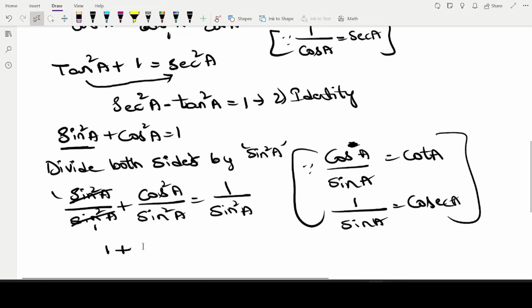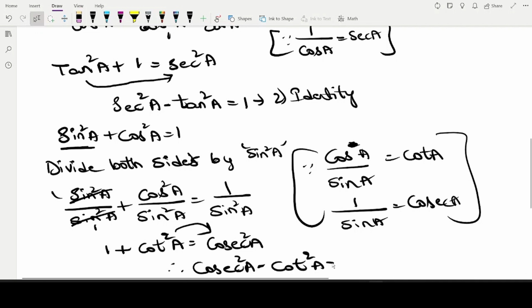Now we are left with 1 plus cot²A, since cos by sin is cot, and 1 by sin²A is cosec²A. Now let us shift the cot²A to the other side. The plus becomes minus when we shift to the other side. So the final equation would be cosec²A − cot²A = 1, which is the third identity.